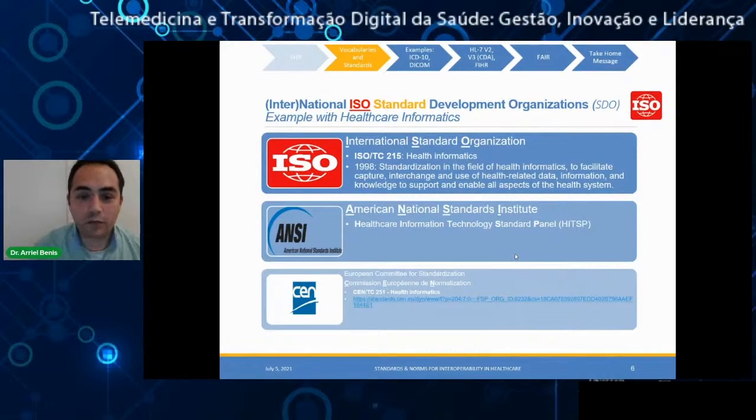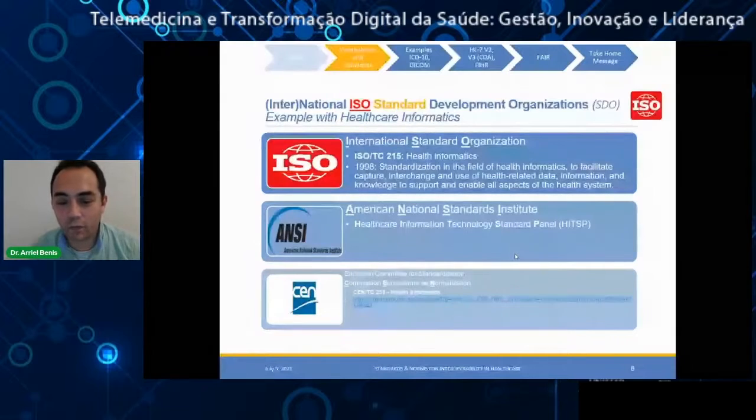For example, in medical informatics, when we talk about interoperability and interchange of health-related data, we have the ISO TC 215 for healthcare data. We have a similar standard in North America and the CEN/TC 251 in Europe. So the same standard can be adapted, and is adapted, for each area, translated according to some needs.